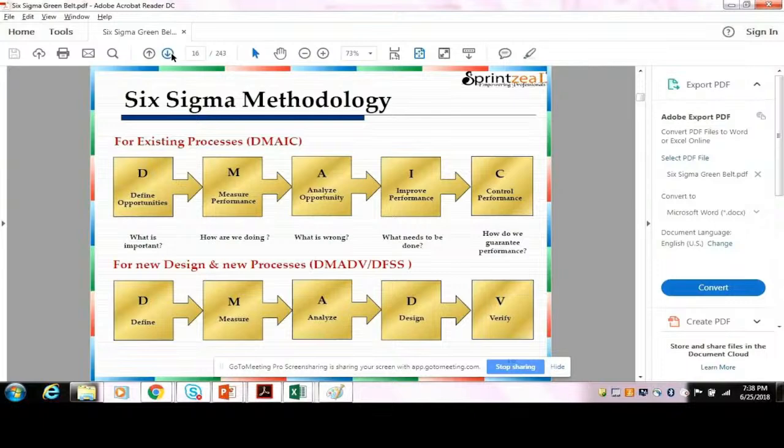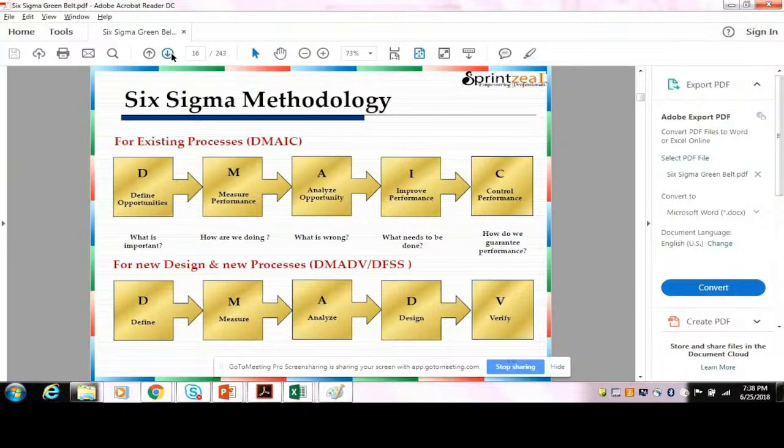Most of the projects that I have done, and frankly that anybody would do, unless and until your role is that of designing a new process, would be based on the DMAIC methodology, because this is something that is applied to a process which is already existing and needs improvement.